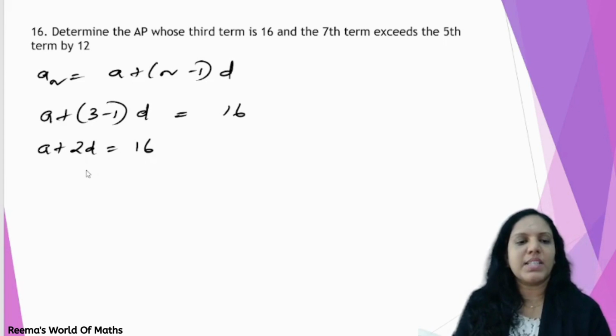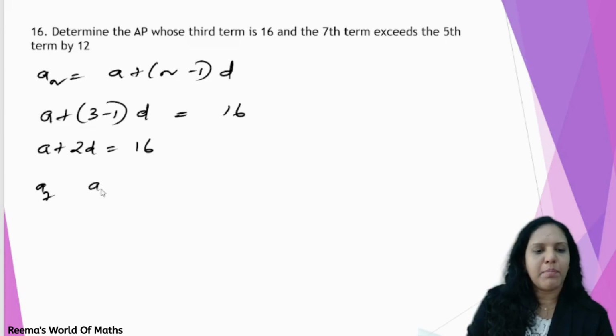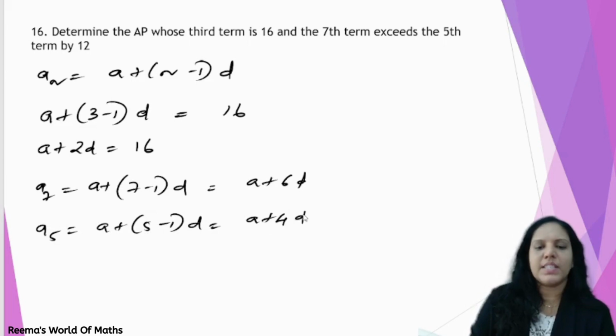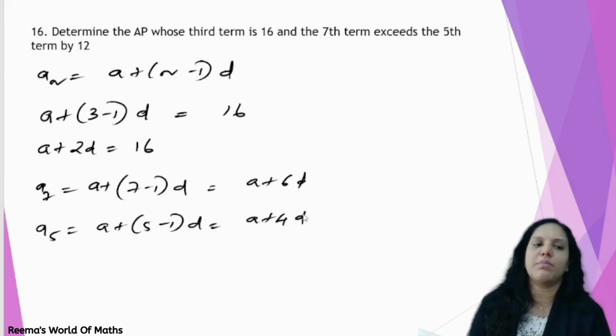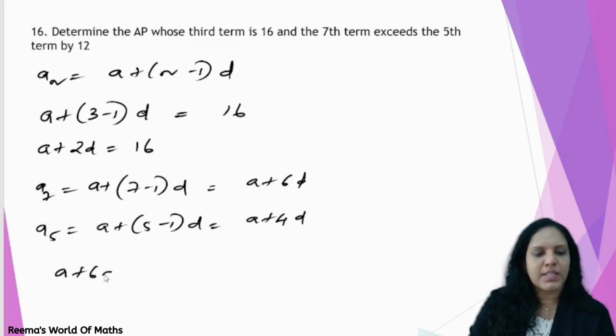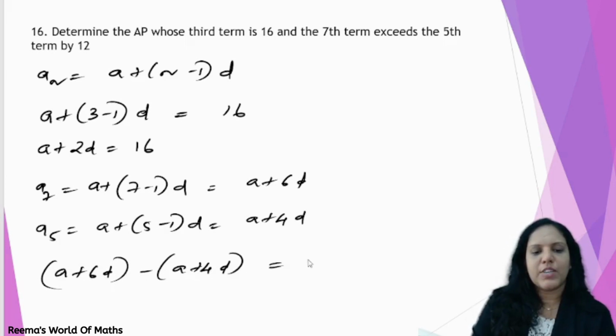So that is a plus 2d equals to 16. Similarly, the seventh term exceeds the fifth term by 12. A7 will be a plus 7 minus 1 into d. So that is a plus 6d, correct? And fifth term a5 will be a plus 5 minus 1 into d, which is a plus 4d. And it is given that the seventh term exceeds the fifth term by 12. So that is a7 minus a5 equals to 12. So we have a7, a7 is a plus 6d.